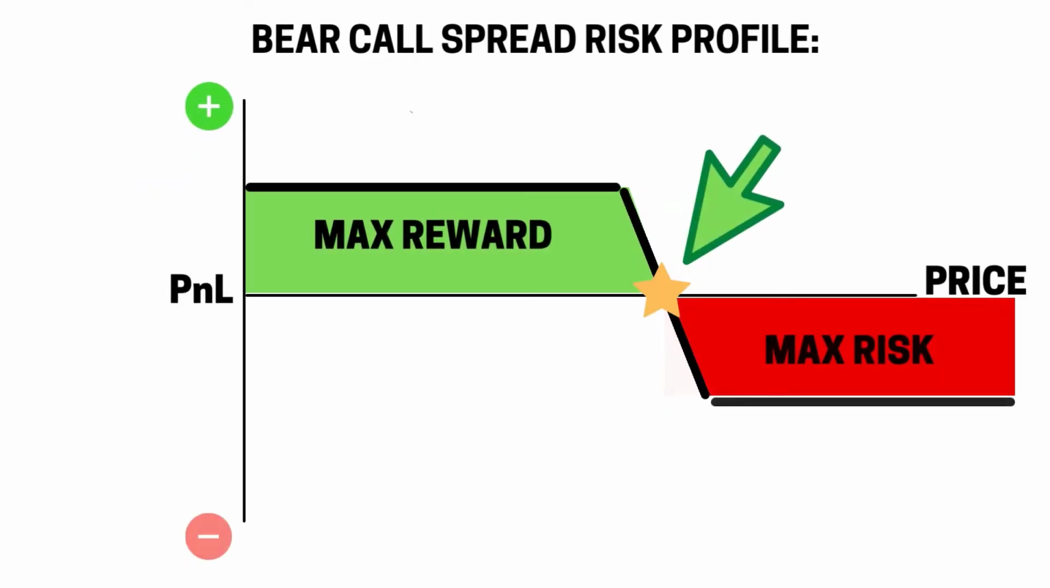So here's that risk profile chart again, and you can see the star in the middle there with the green arrow pointing to it. That's where we break even, so you can see the turning point in the trade. So that's pretty much it for the background to the strategy. Let's just do a quick recap.